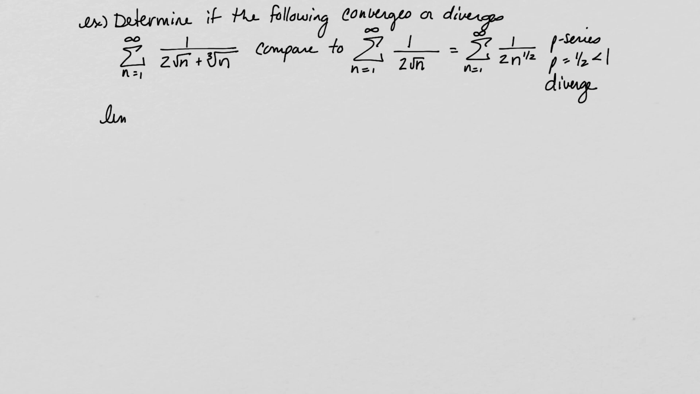So I might get lucky that even though the regular comparison test doesn't work here, maybe the limit comparison test does. In the limit comparison test, you look at a ratio. You put on the top the original series, so 1 over square root of n plus cube root of n, and on the bottom you put what you compared it to. So on the bottom here is 1 over 2 square root of n. Does that make sense?